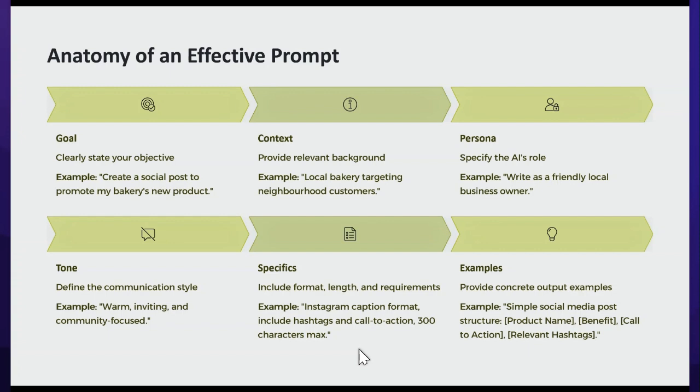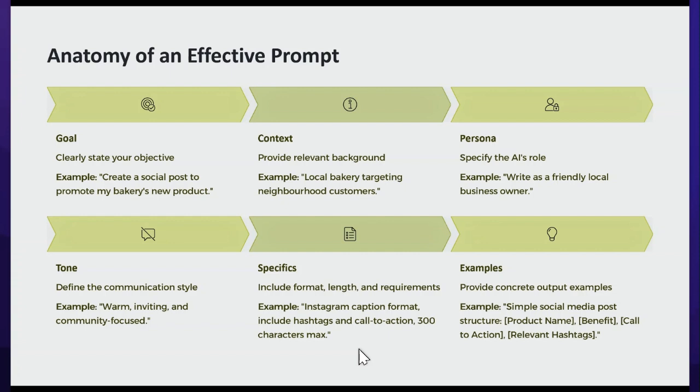So, anatomy of an effective prompt. First off, it's really important to know what your goal is. What's your objective? What are you actually looking to achieve by working with the AI on this occasion? An example would be: create a social post to promote my bakery's new product. So the promotion of the bakery's new product is the key thing here. When you're writing a prompt, it's important to provide as much relevant background information or context as you can. So, for example, local bakery targeting neighborhood customers.